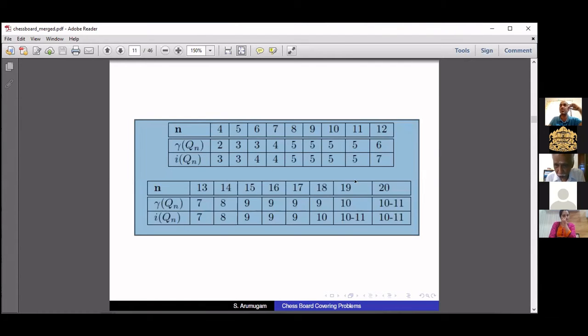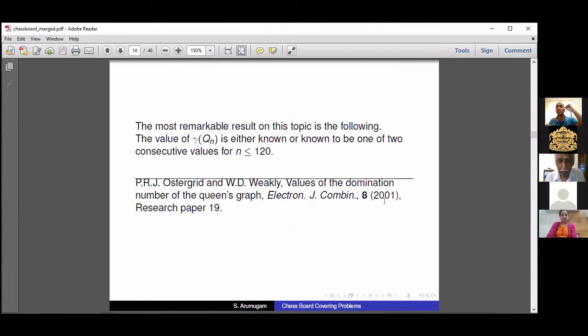See, it is known up to 19. For 20, it is one of the two consecutive integers, 10 and 11. And they have proved that such a phenomenon holds up to n equal to 120. Up to n equal to 120, it has been proved that the value is either precisely computed or is one of two consecutive integers. So this is the status of the problem about gamma QN, the domination number of the Queen's graph.